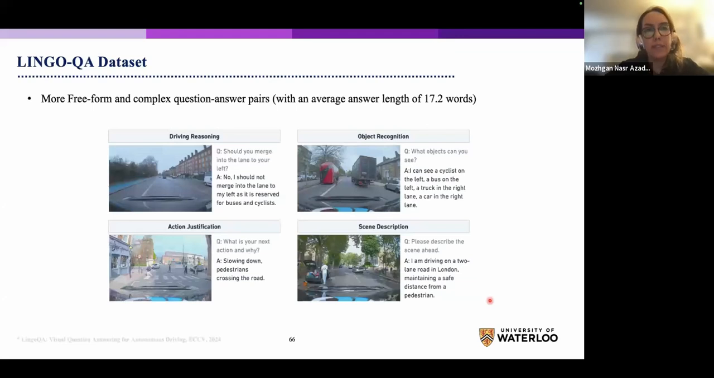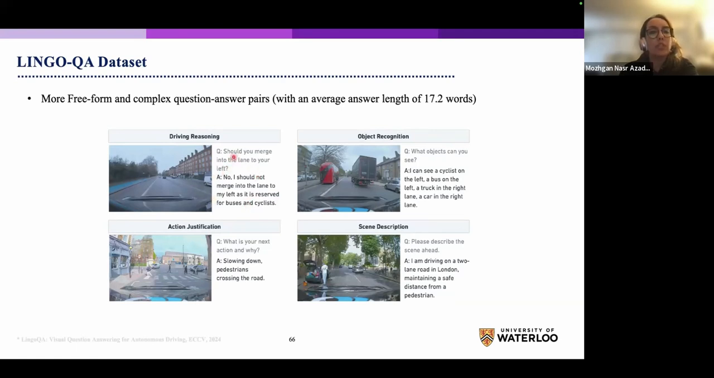So another useful data set was the LingoQA data set. The difference between this data set and the previous one is that they're trying to use free-form text. It means that the answers are not short answers anymore. We can have longer answers, which helps us have a more natural way of descriptions and answers.